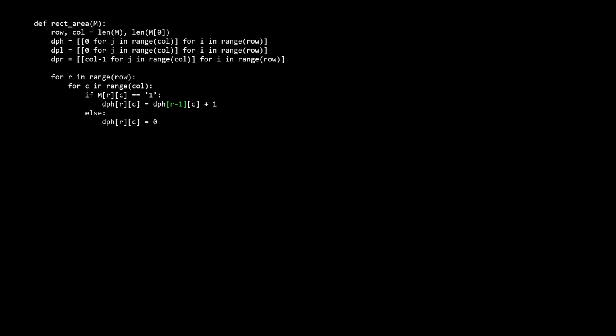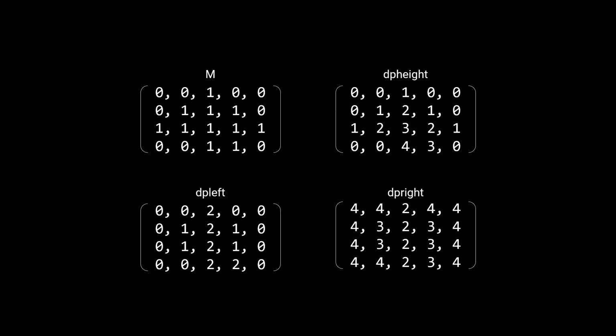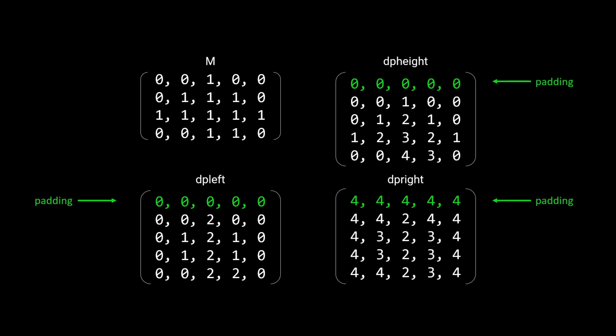For the first row, when we try to access dph of r-1, that will give us an index out of bounds error. This is not only a problem for our DP heights table, but it's going to be a problem for the left and right DP tables as well. In order to solve this, we can add an additional layer of padding to the top of each of the DP tables. This padding row will just contain the starting values.